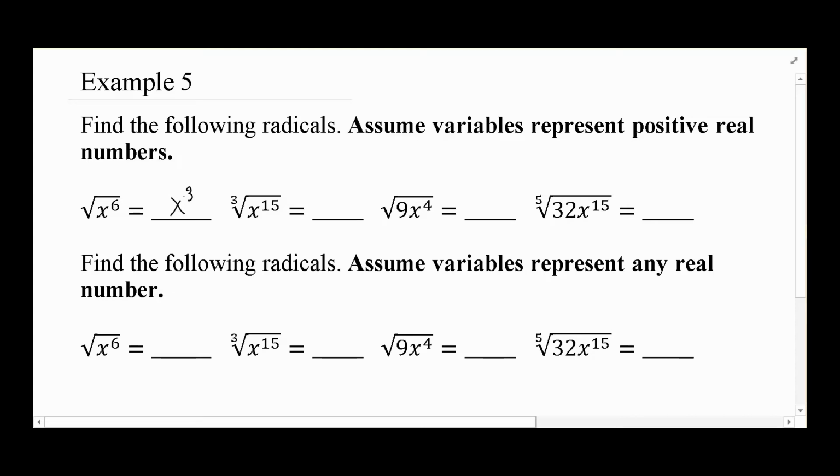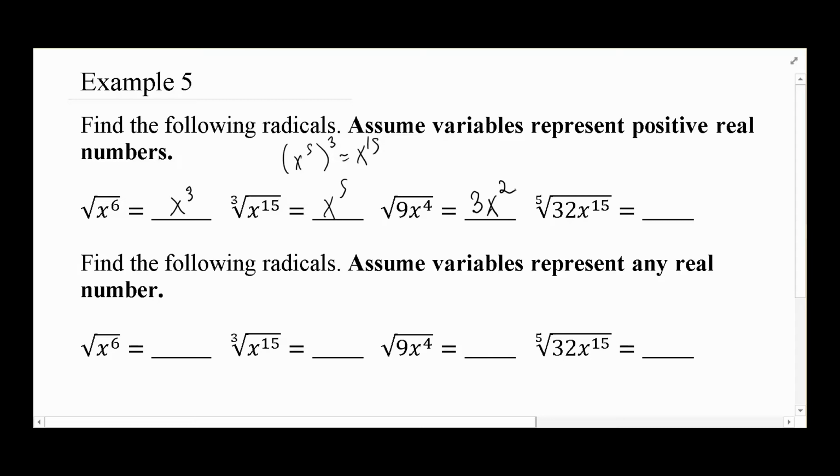So for the cube root of x to the 15th, we can say what to the 3rd power equals x to the 15th? Well, that'd be x to the 5th. That's a cube root, so we wouldn't need absolute value bars anyhow. Now how about the square root of 9x to the 4th? Well, the square root of 9 is 3. The square root of x to the 4th is x squared. And we don't really need the absolute value bars, because again, we already know the x is going to be positive.